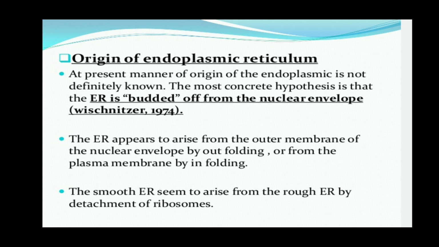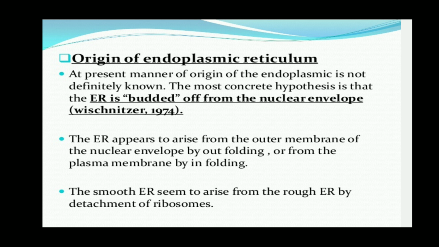So how is the endoplasmic reticulum formed? What is the origin of the endoplasmic reticulum? Okay, at present the manner of origin of the endoplasmic reticulum is not clearly known, but the concrete hypothesis is that the endoplasmic reticulum is budded off from the nuclear envelope. This has been postulated by a scientist in 1974.